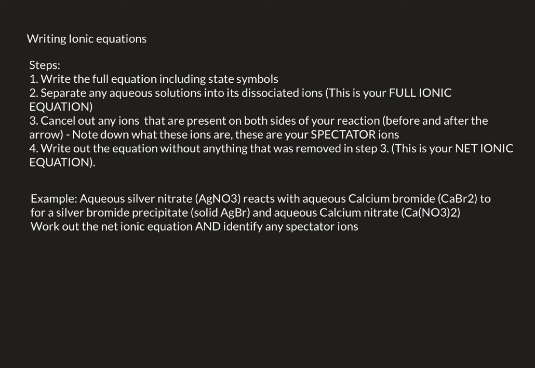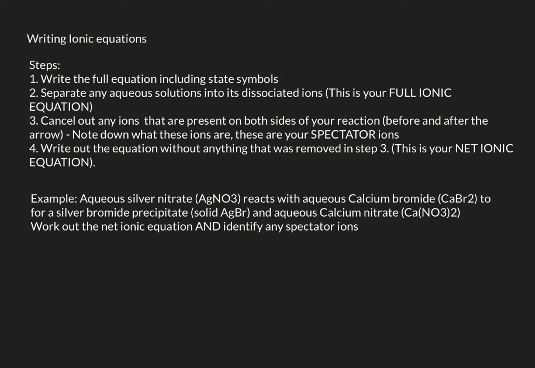Here we have an example question. Aqueous silver nitrate, AgNO3, reacts with aqueous calcium bromide, CaBr2, to form a silver bromide precipitate. Remember, a precipitate is a solid, so this is AgBr, and aqueous calcium nitrate, Ca(NO3)2. You need to work out the net ionic equation and identify any spectator ions.